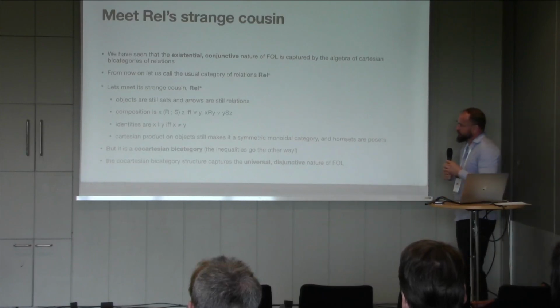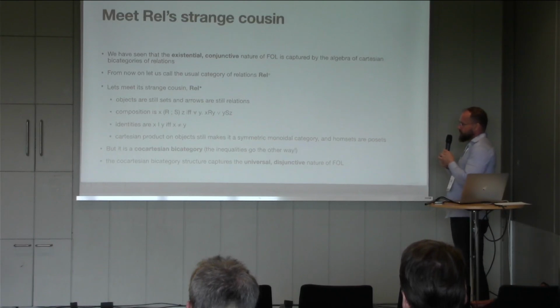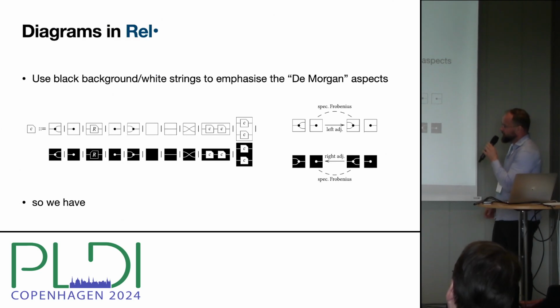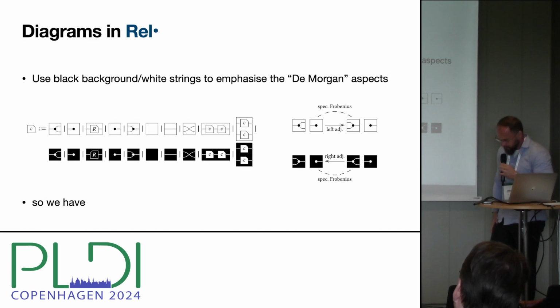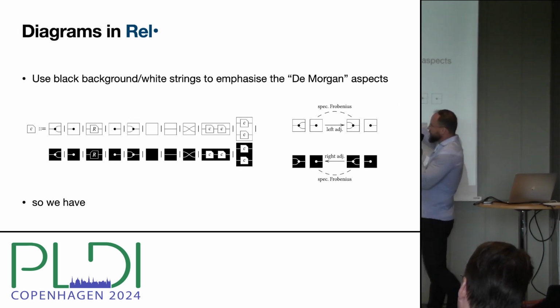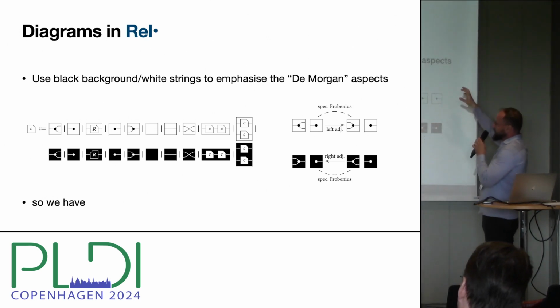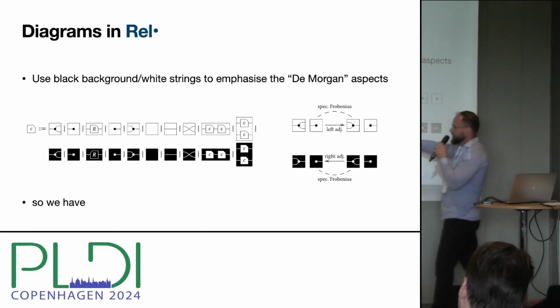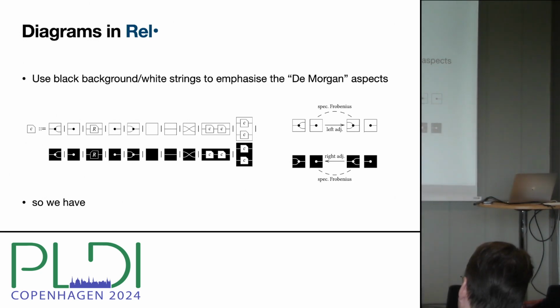Okay, so we have these two fragments of first order logic. The question is, what next? We had to be a bit creative with our string diagrams, because we're going to have string diagrams with two different kinds of backgrounds to emphasize which REL we are in at any particular moment. So this is the syntax of Cartesian bicategories of relations, which is going to be our syntax for the usual REL.